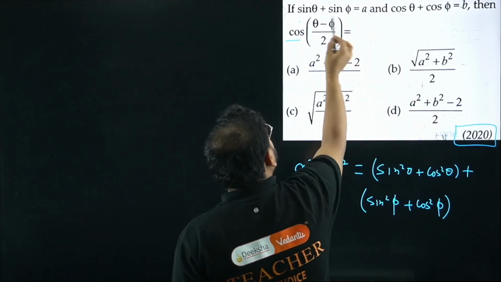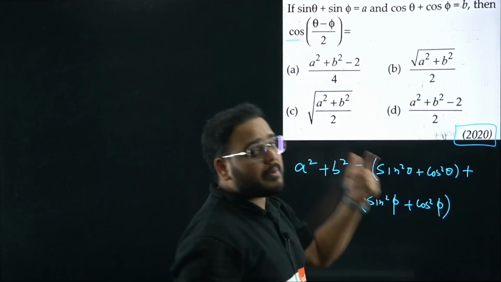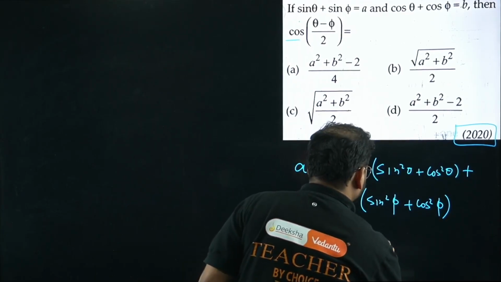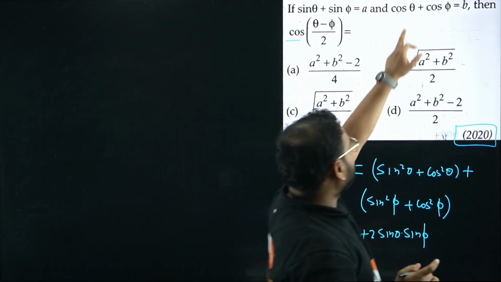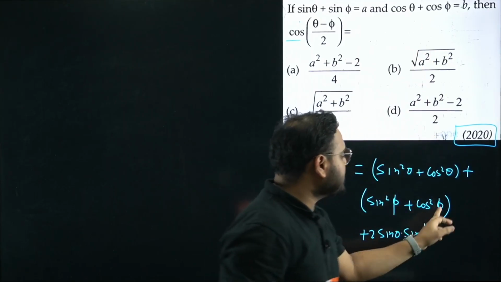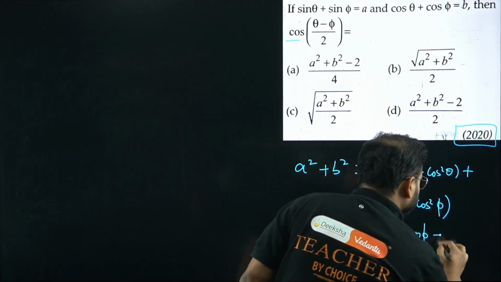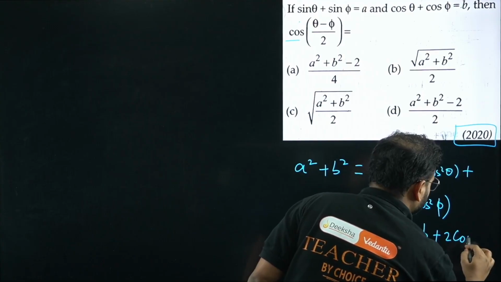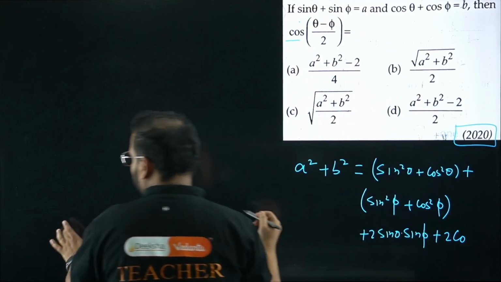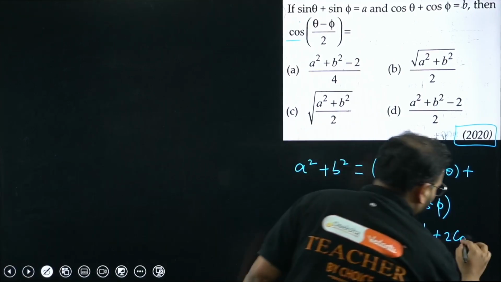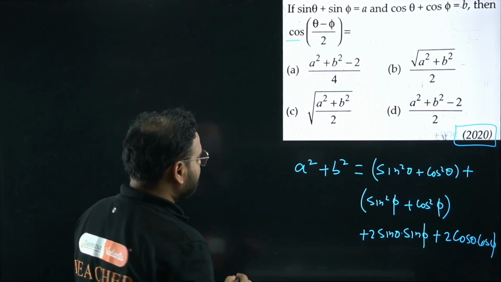What is left in the second? We'll have A square, B square, 2AB. A square is here, B square is here, 2AB will be 2 sin theta sin phi. So write that, plus 2 sin theta sin phi. For the second term, cos square theta is A square, cos square phi is B square, and we'll have 2AB one more time, so 2 cos theta cos phi. Please check what is the change now.